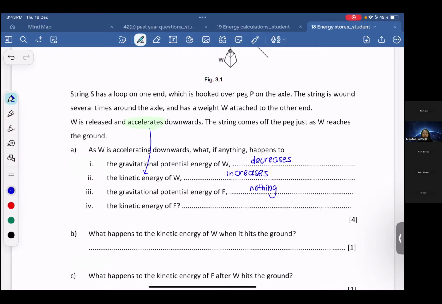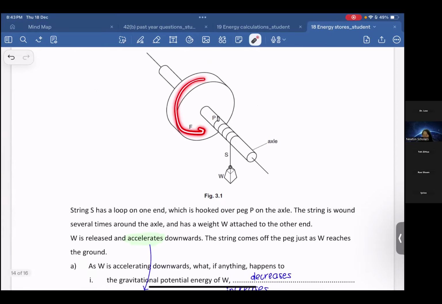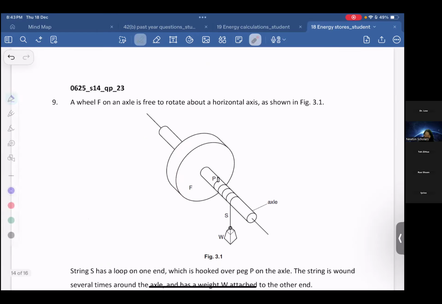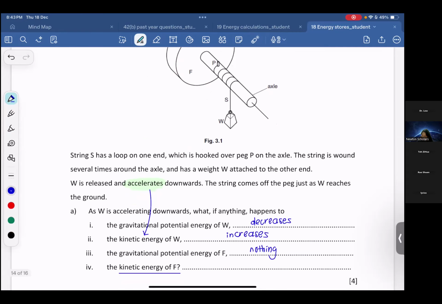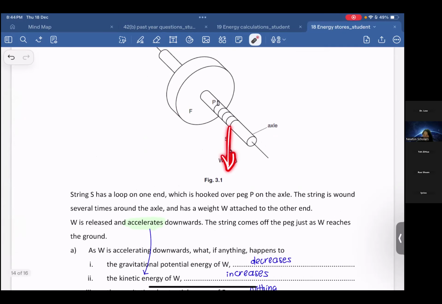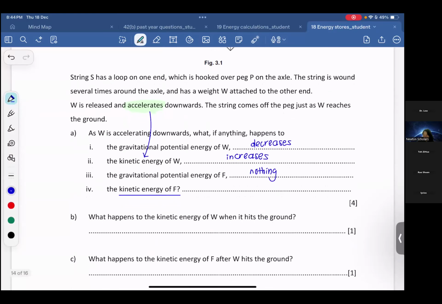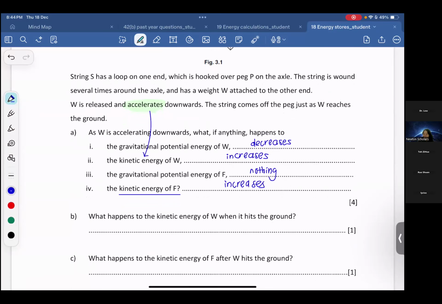So what happened to the kinetic energy of F? It will be turning, rotating. You see, the keyword here is rotate. F is rotating. Rotate is moving, and moving is related with kinetic energy. So when W accelerates downward, the speed increases. Of course, this one is connected, so it will rotate faster. So the kinetic energy should be increased. It turns faster.